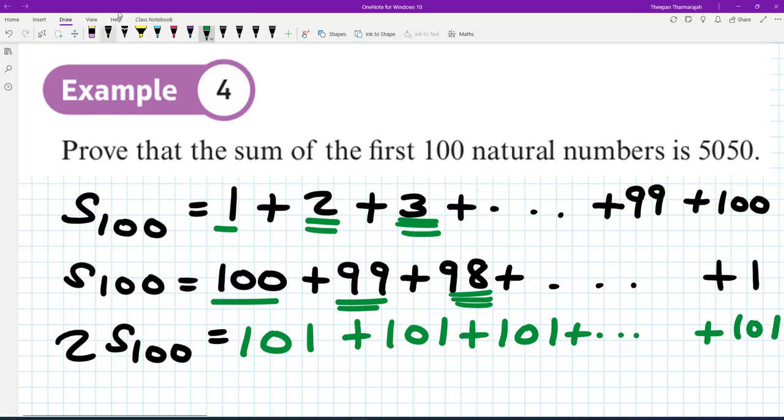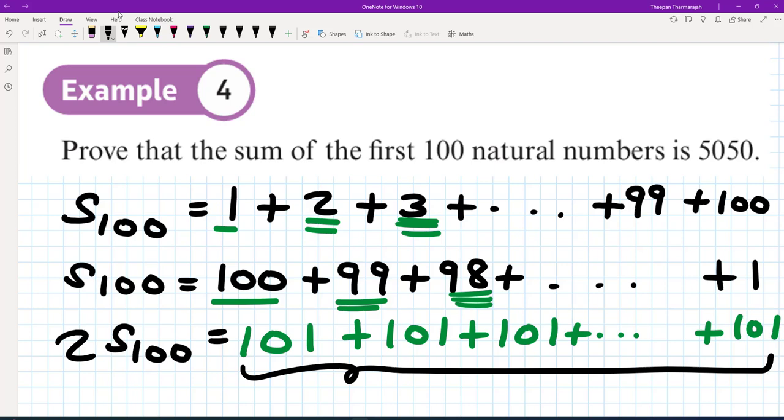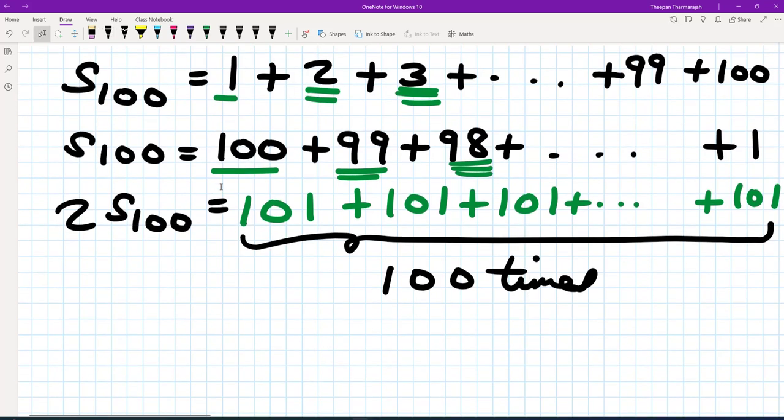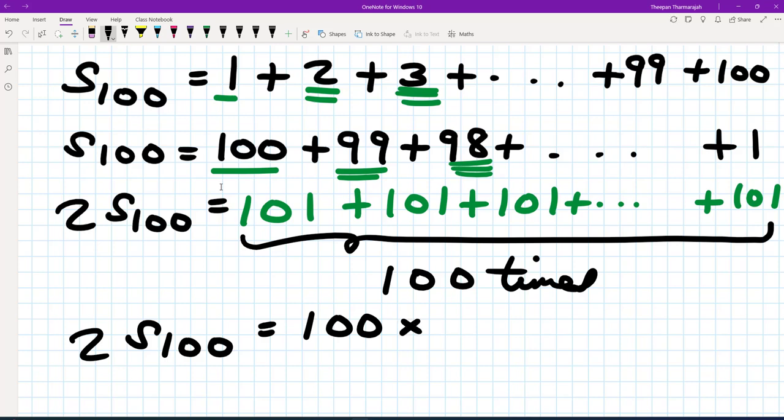Now what happens is we have 100 terms in our series. So now we're going to take all of that, and this repeats 100 times. So we have 100 times here. So in other words, we can say that our series becomes 2 times S100 equals 100 times 101, because that repeats 100 times.